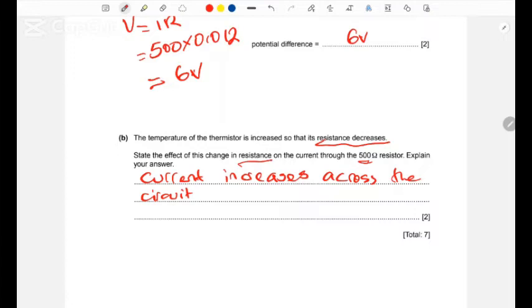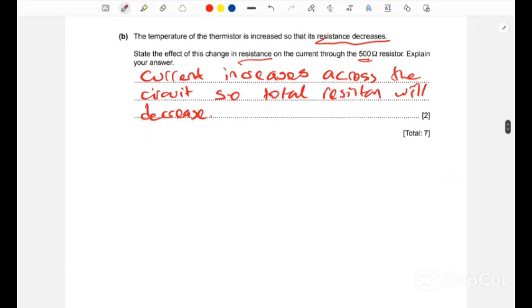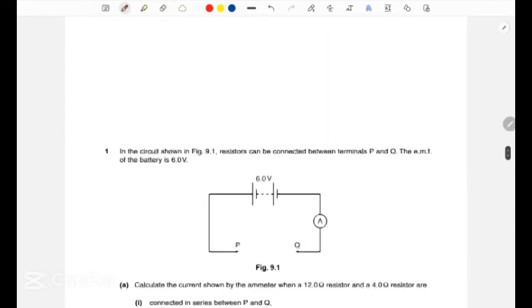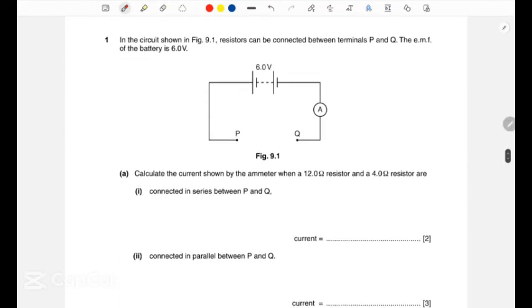And because of this, the total resistance is going to decrease. So the total resistance will decrease. This is because current and resistance are inversely proportional. If one increases, the other decreases. So in this case, the current increases, so resistance decreases. Let's move on to the next one.